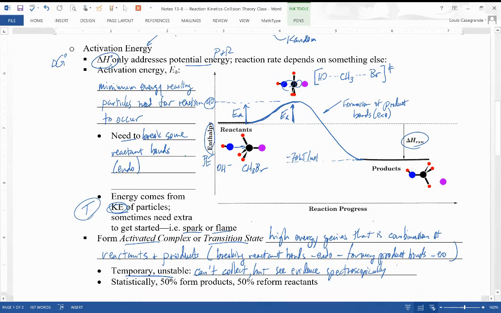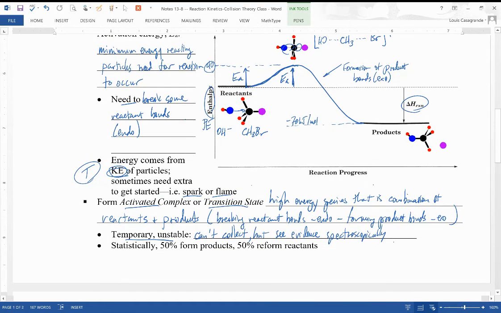The other thing about the activated complex, it's the highest energy state up there. But getting up to the activated complex is not a guarantee that you're going to form products. In fact, it's a 50-50 proposition. 50% of the time you will form the products, but this is a reversible reaction, and 50% of the time you go back and reform the reactants. So I'm just going to draw in the diagram here an arrow to the right and an arrow to the left, showing that this reaction can go in either direction.